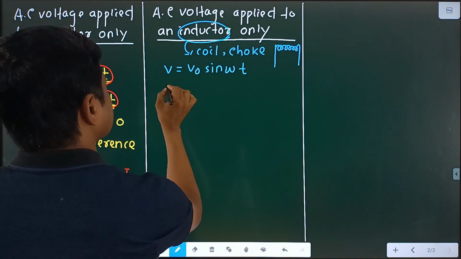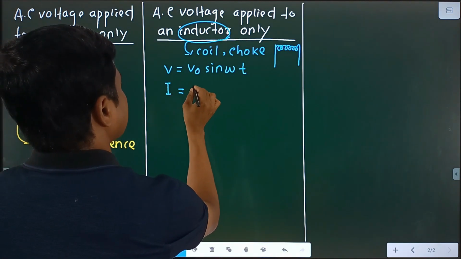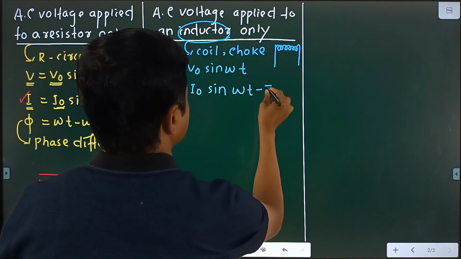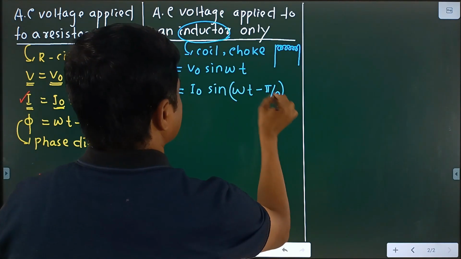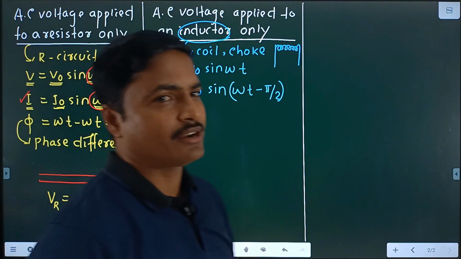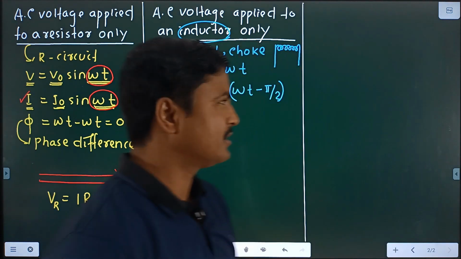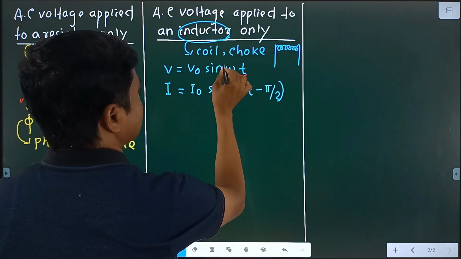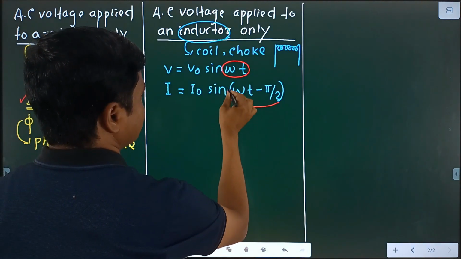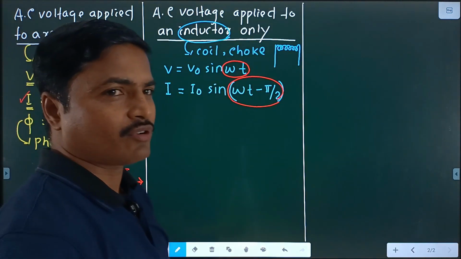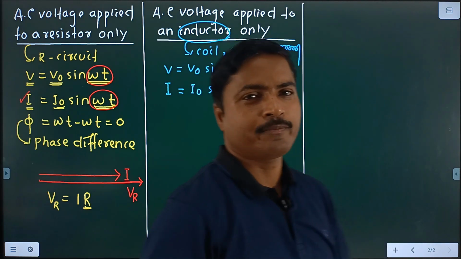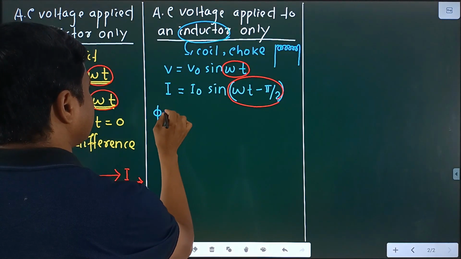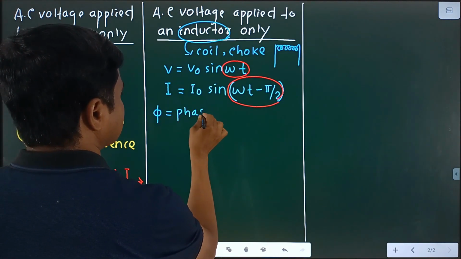Similarly, the expression for current, you know, is I is equal to I0 sin of omega t minus pi by 2. In case of AC voltage applied to an inductor only, the expression of current is this one. If we compare the phase, this is the phase of the applied voltage, and this is the phase of the current flowing through the circuit. Current means the alternating current. And what is the difference of phase? For the difference of phase, we write the symbol phi. Phi is equal to the phase difference.